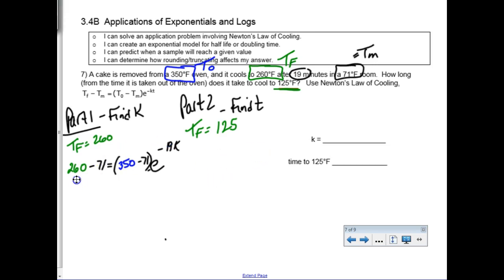All right, so a little calculation here. We're going to simplify this part and this part. You think I wrote this down, right? All right, so we got 189 equals 279 times e to the negative 19k power. I'm going to divide both sides by 279.